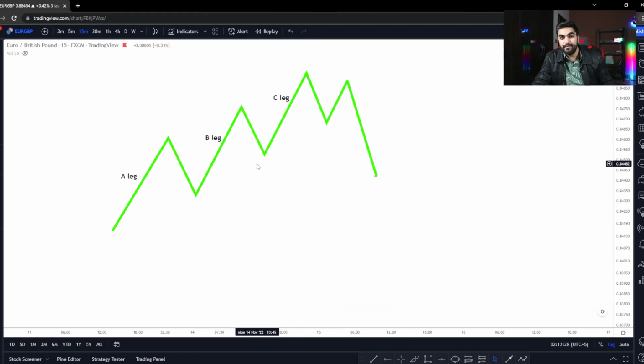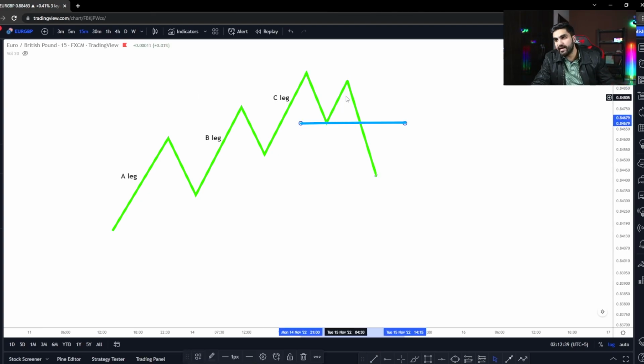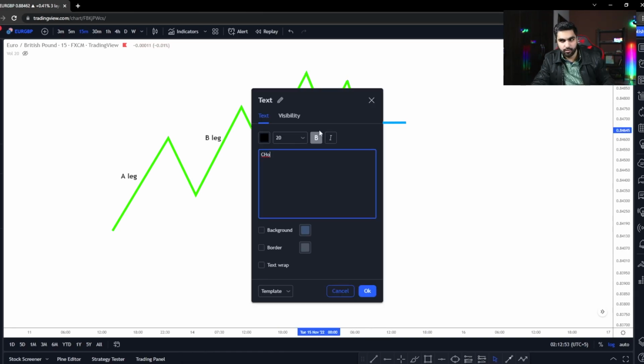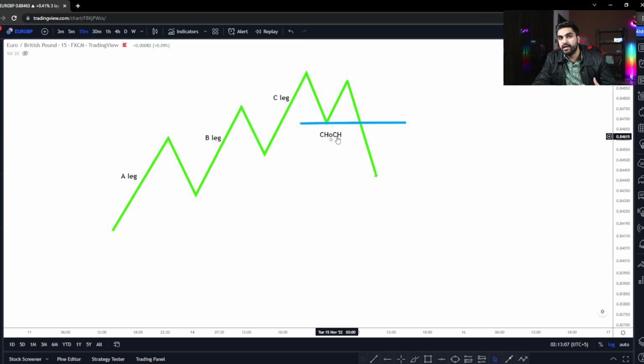Alright, so my ABC pattern is completed, and now afterwards, when there is a market structure break, which in case of the buyers is when sellers drop and break the previous higher low, it's a CHOCH. A CHOCH means change of character. So I'm going to type here CHOCH. That's going to be a change of character.